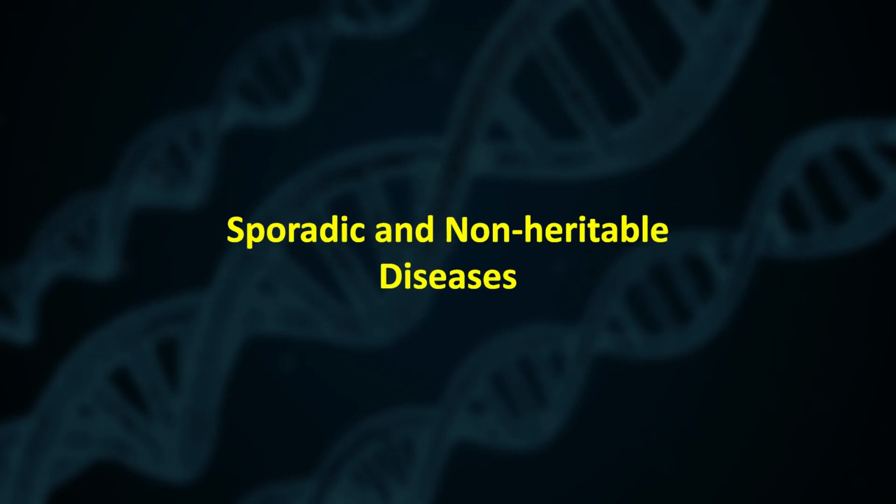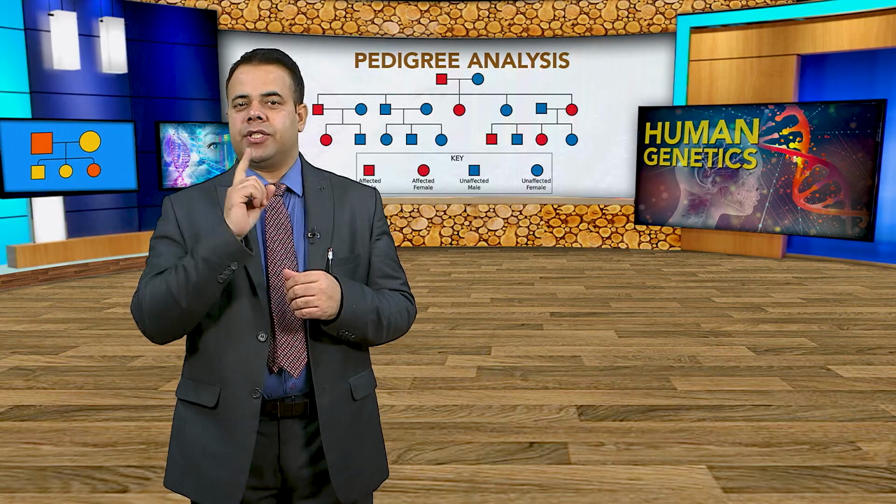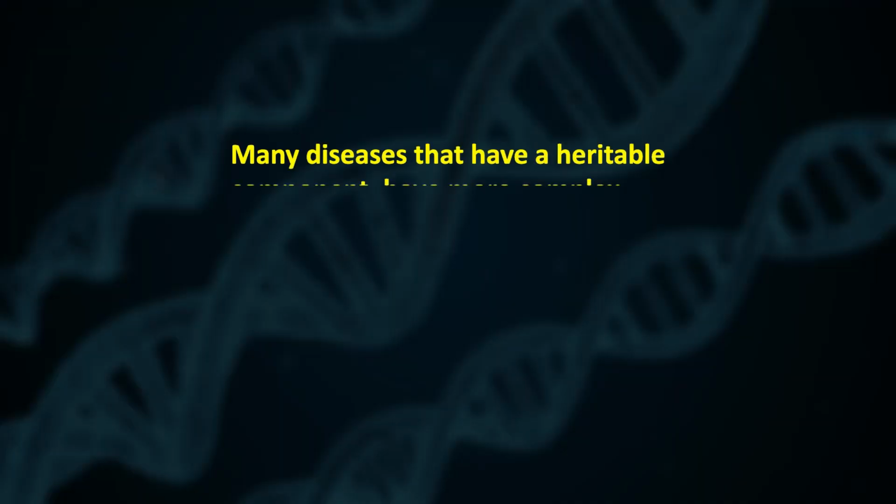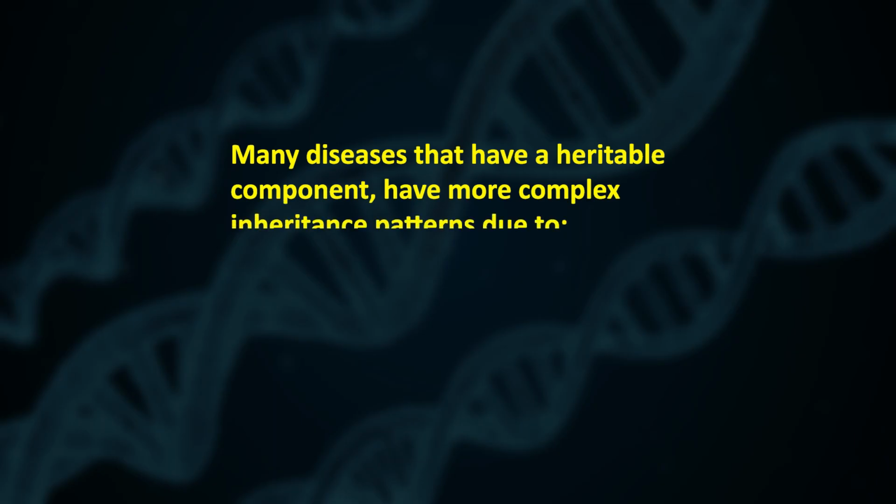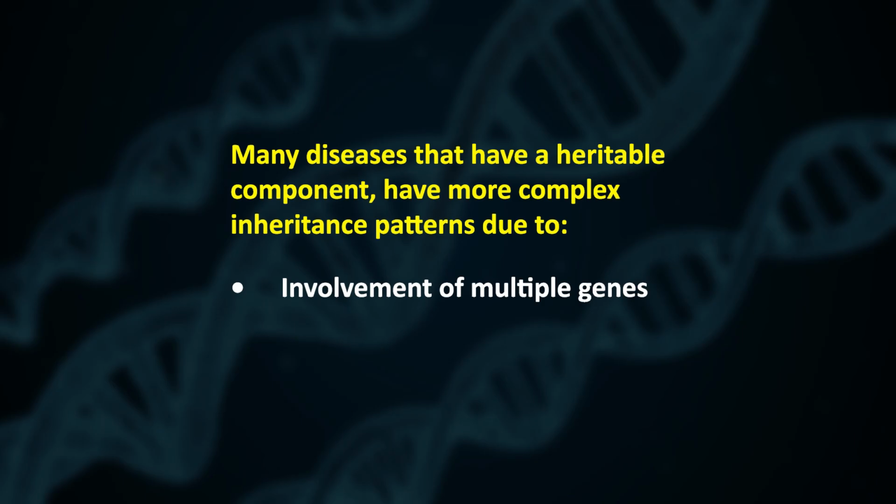Dear students, let's now discuss sporadic and non-heritable diseases. Not all of the characterized human traits and diseases are attributed to mutant alleles at a single gene locus or position. Many diseases that have a heritable component have more complex inheritance patterns due to the involvement of multiple genes and because of environmental factors.